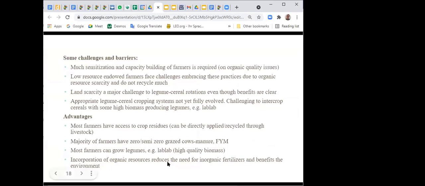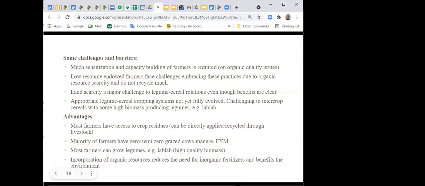Some challenges: capacity building must go on because it is essential for soil management. Farmers who are resource poor have problems recycling nutrients because of biomass and labor issues. Land scarcity is a challenge to legume rotations, as we can probably think. And appropriate legume cereal rotation practices have not evolved because it is a challenge to grow a very high biomass producing legume with a cereal.